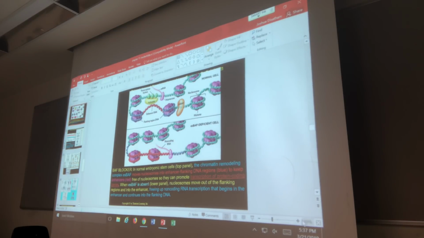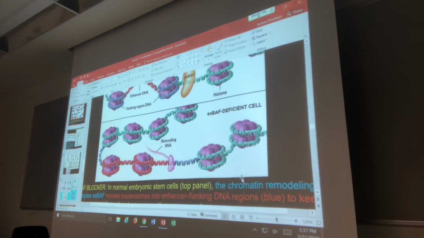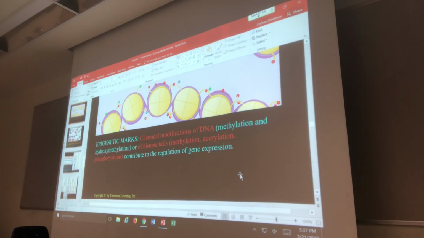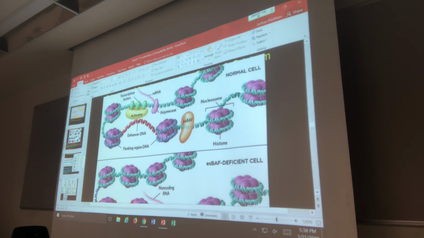That's what this thing is. Let me zoom in. All right, the top picture here is supposedly what normally happens if this enzyme, ESBAF, is allowed to do what it's supposed to do. So let's break it down. Here's our nucleosomes. We have DNA wrapped around nucleosomes here and there and everywhere. And this region in between nucleosomes is being actively transcribed. Okay?